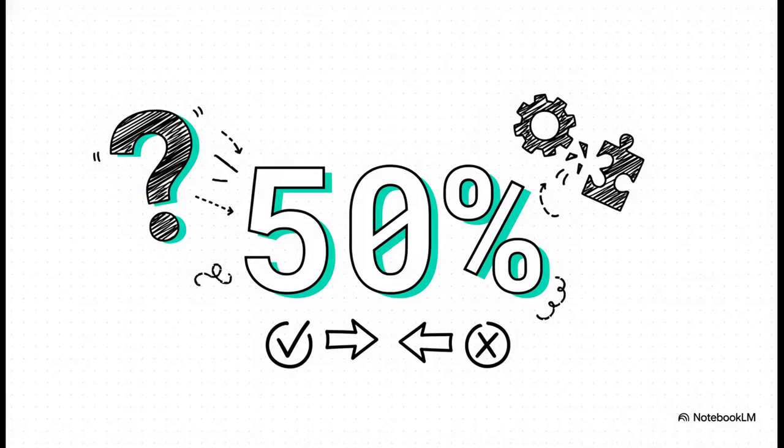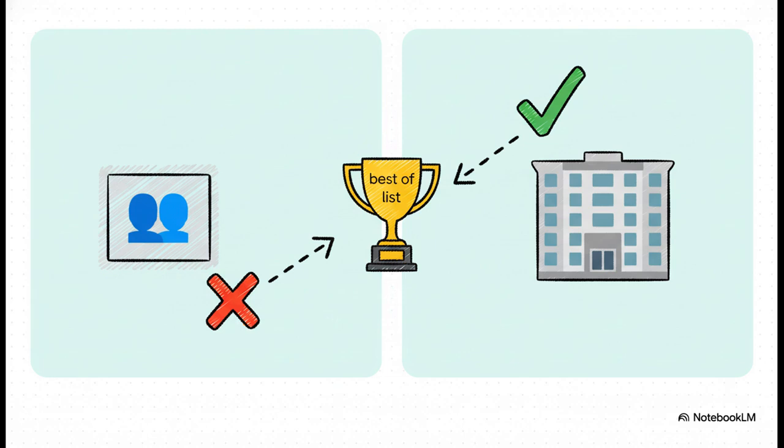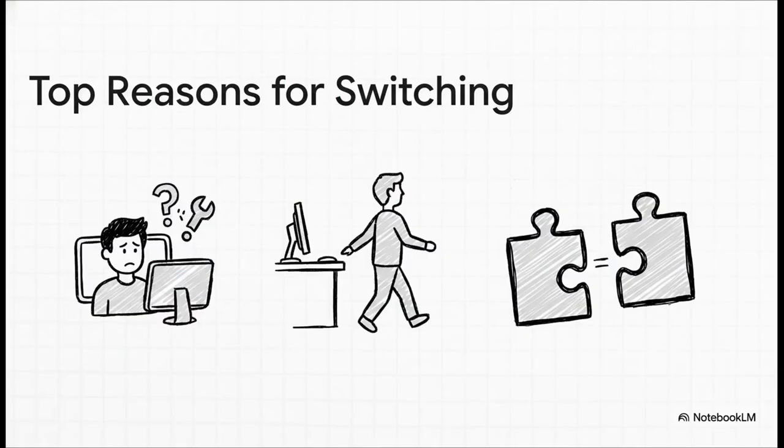I get this. Nearly half of associations say their last AMS pick just didn't meet expectations. But here's the twist. The software itself usually isn't the problem. It's the process. Best of lists fail because they don't know if you're a small society or a massive trade group. And the data shows the top reasons for switching are a poor match, not bad software.